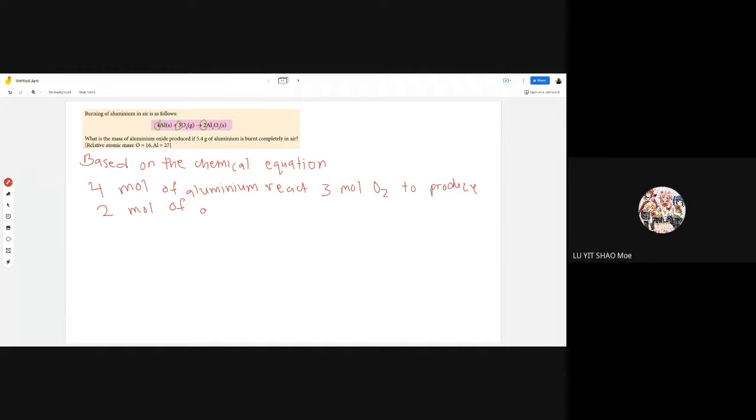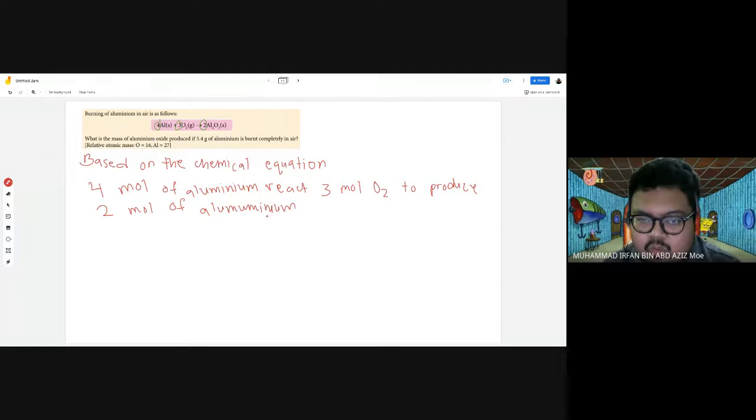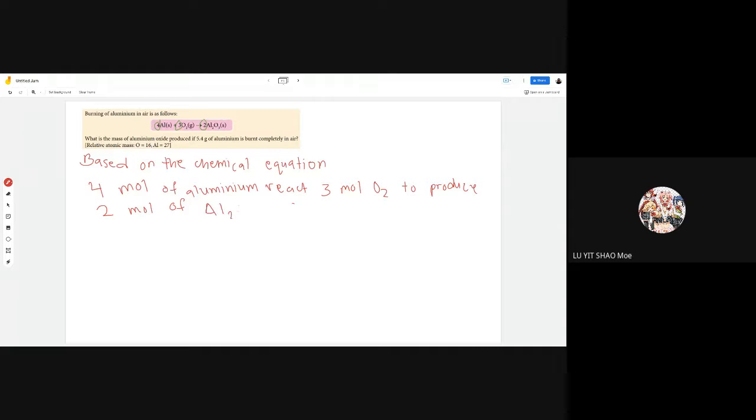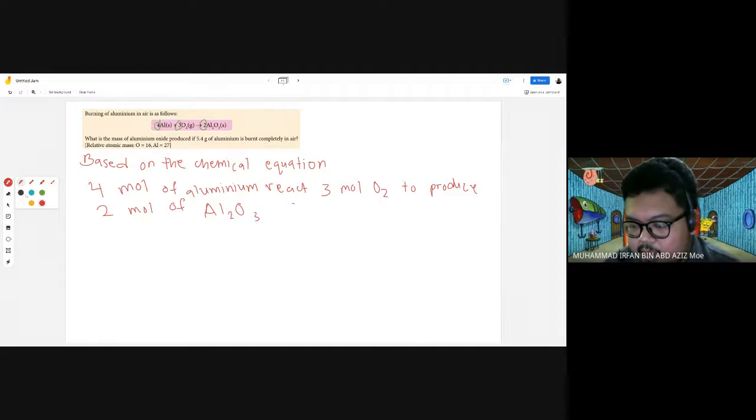Teacher, how did you find 4 mole? Based on the chemical equation, sorry, my type. Sekejap, nanti sekejap cikgu tunjuk. Aluminium Al lah. You can write the formula. Yeah, but that Al, how do you know that 4 is mole? It can be 1. No, this is for the base ratio dia. After that, baru kita calculate the exact mole.